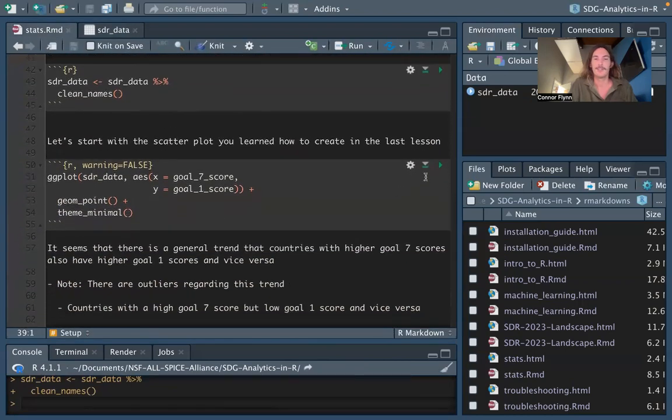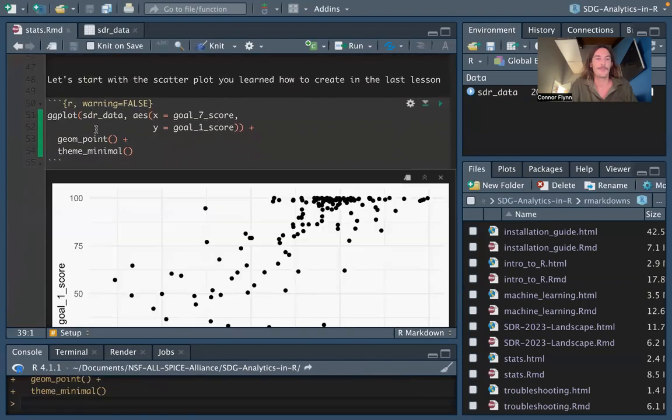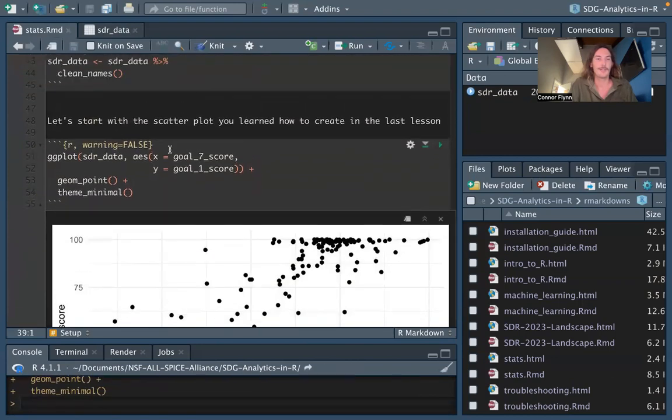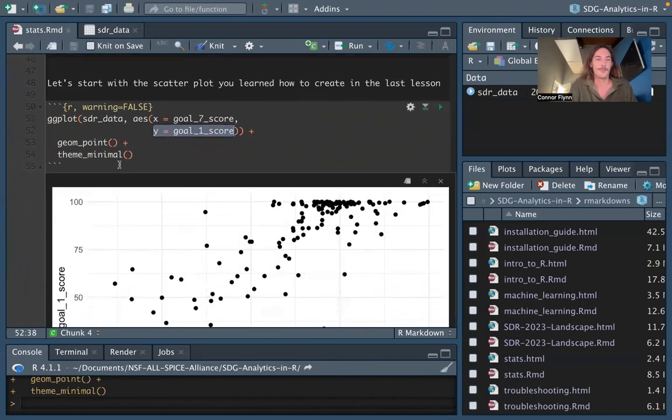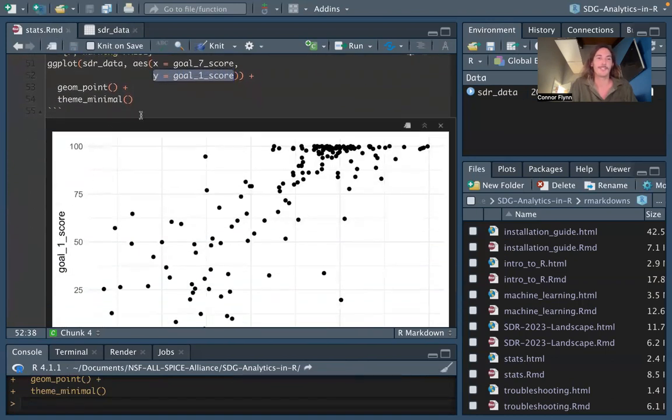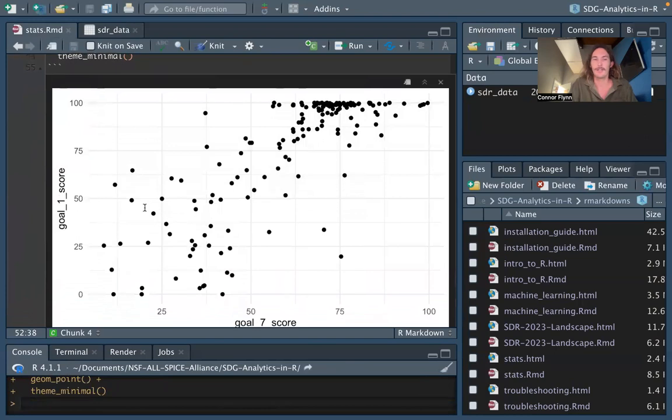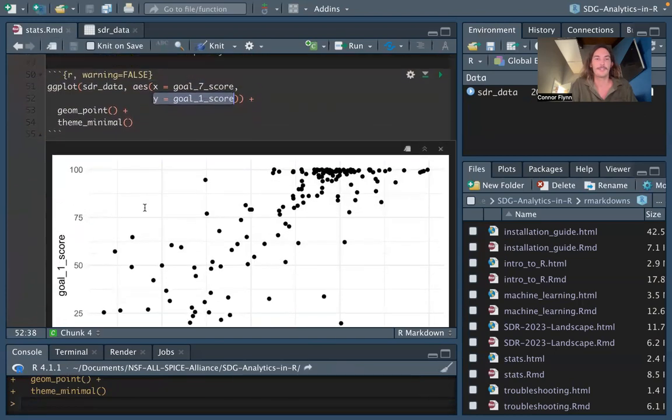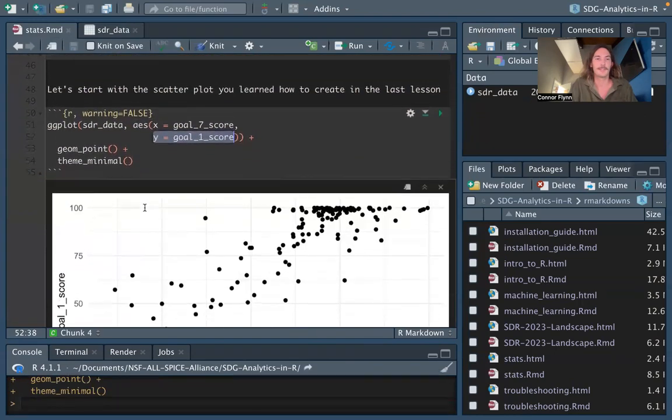And here's where we generate the scatter plot from our SDR data frame with goal 7 scores on our x-axis, goal 1 scores on our y-axis. We use geom_point to create a scatter plot, and we just add theme_minimal just to get rid of the gray background that we often see with ggplot.